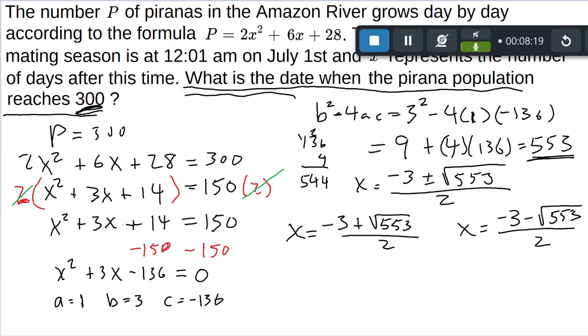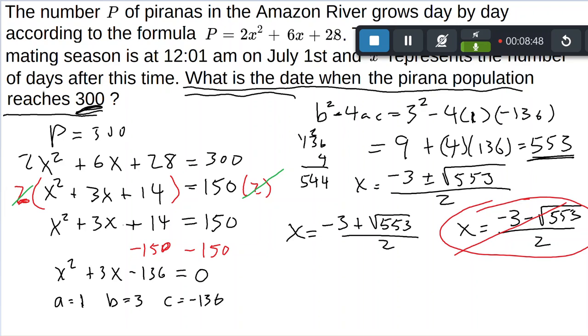Now I'm going to tell you one of these is wrong. It's not that we did anything wrong, it's just that it's an invalid answer. That can happen. All right, it's this one. That one's wrong because it's negative. If you look at it, it's minus 3 minus something. I don't know what the square root of 553 is, but the sum of two negatives is negative, and dividing by 2 doesn't change the fact that it's negative. So that's a negative number.